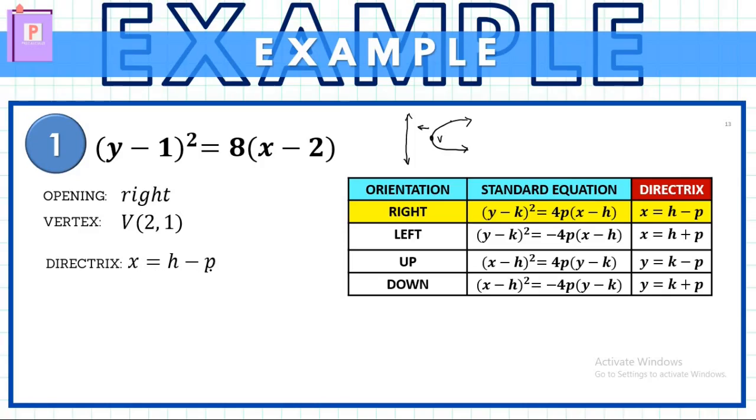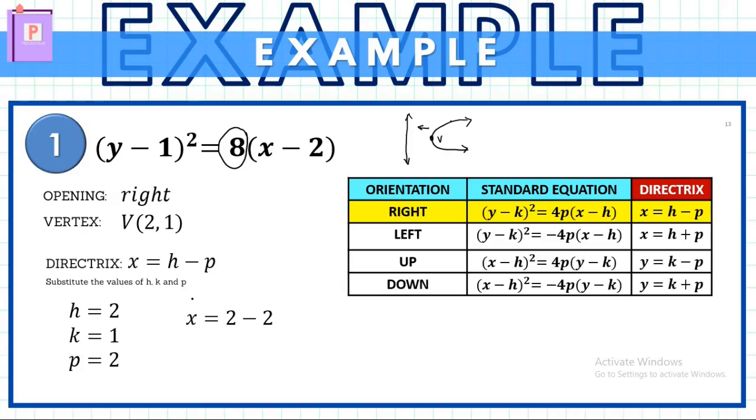And then h minus p, because the movement to plot the directrix is to the left, so that is associated with subtraction. And then how many units will we move from the vertex to the directrix? That will be the value of p. So we now substitute the values of h, k, and p. h is 2, k is 1, p is 2. For 4p here, it can be identified as 8. So divide that by 4, you get p, which is 2.